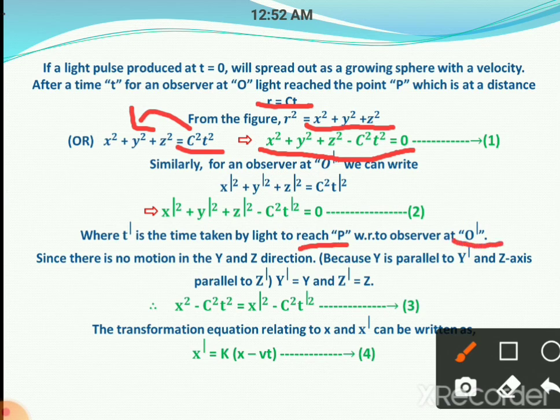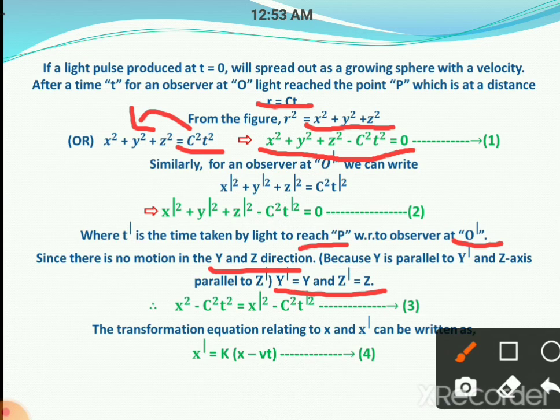Since there is no motion in the y and z directions, because the y axis is parallel to y dash and the z axis is parallel to z dash, therefore y dash is equal to y and z dash is equal to z. Therefore, considering only the x axis, x square minus c square t square is equal to x dash square minus c square t dash square. This is equation number 3.